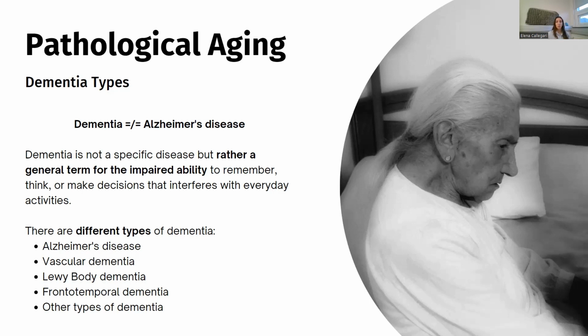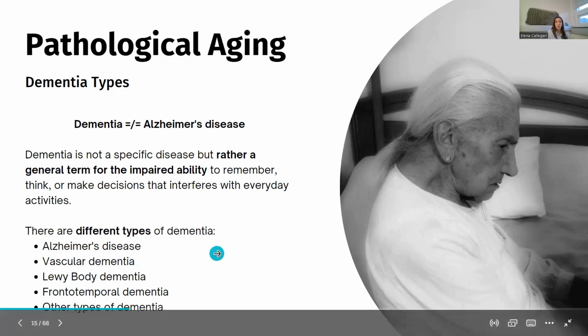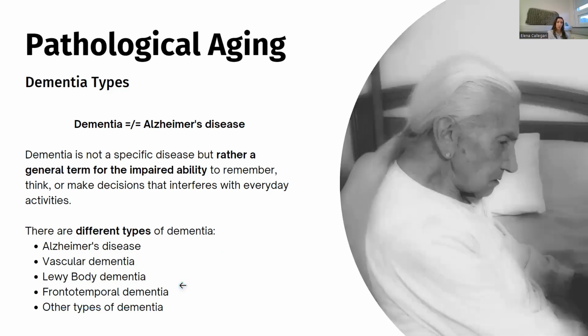Because dementia is a general term that describes an impaired ability to do a number of cognitive functions, there are many different types of dementia. There is Alzheimer's disease, which is the most frequent kind of dementia, but we also have vascular dementia, Lewy body dementia, frontotemporal dementia, and other types of dementia as well.